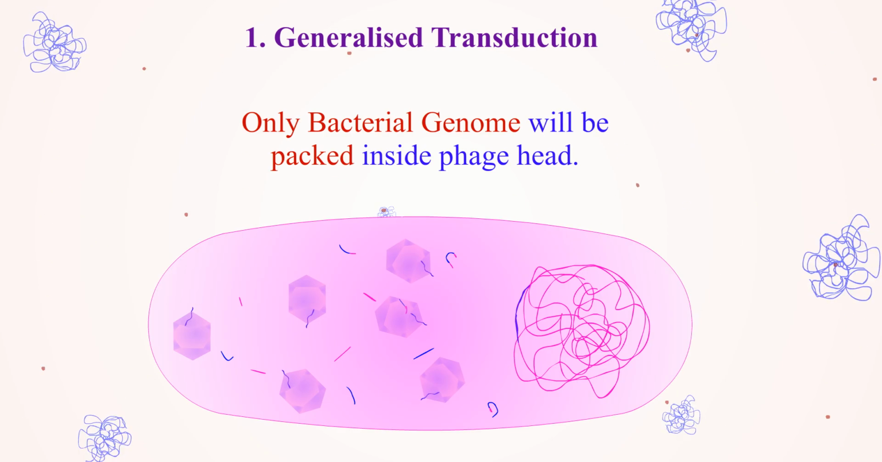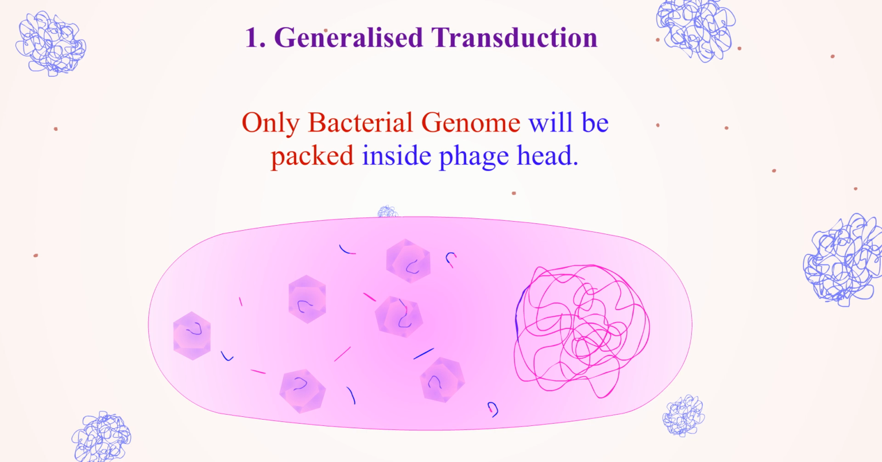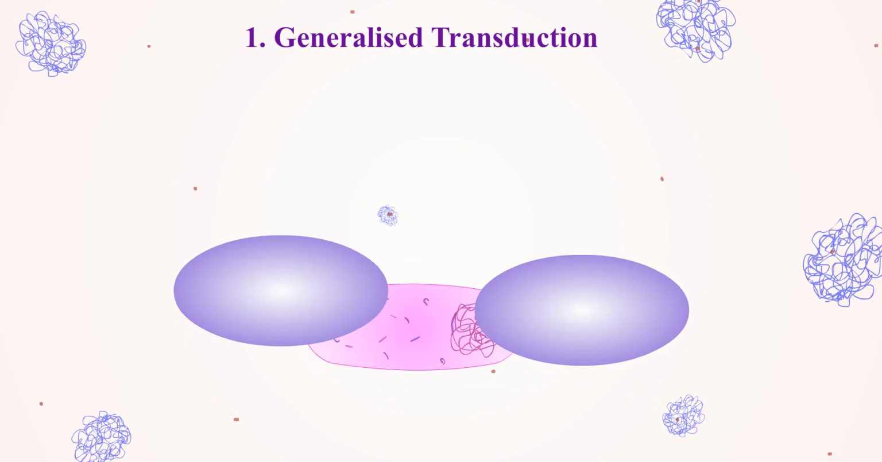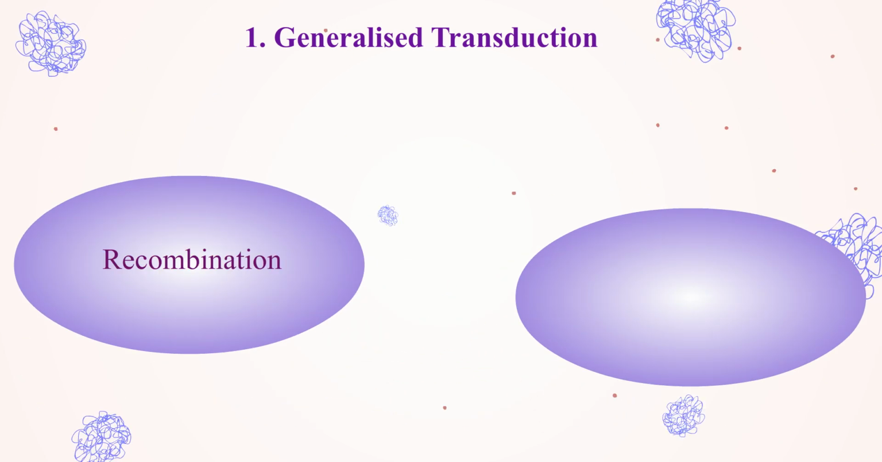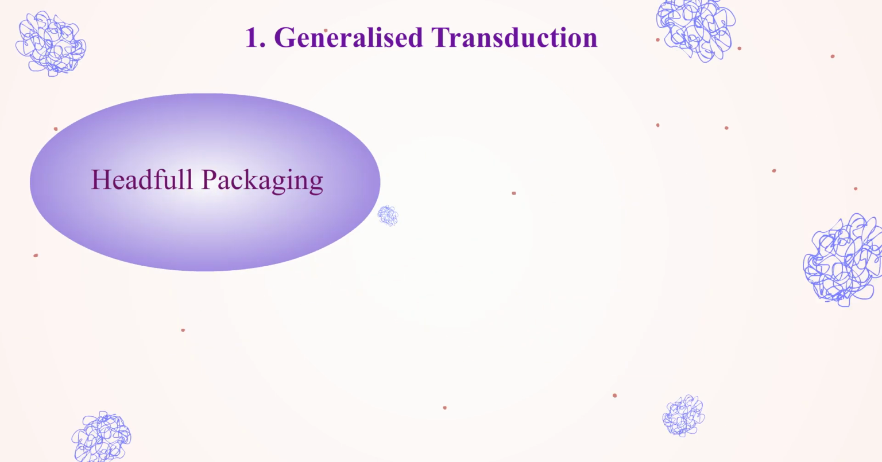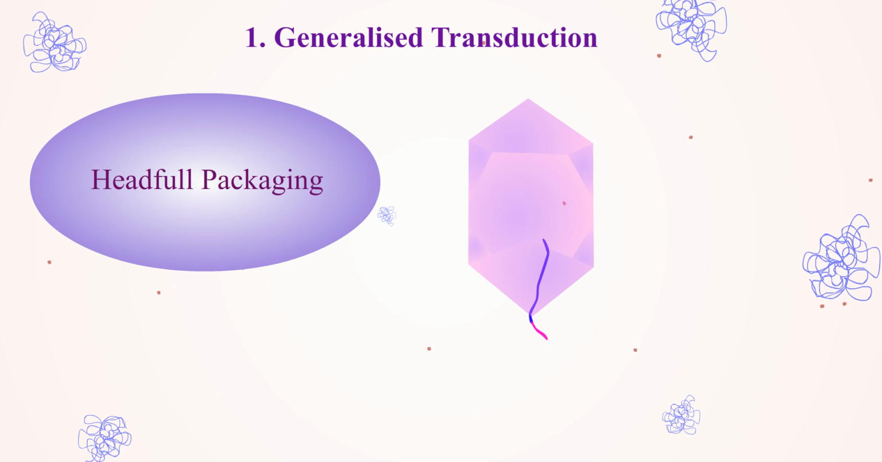1. Generalized transduction. During generalized transduction, only bacterial DNA will be carried by bacteriophages. No viral DNA can be seen in the phage capsid. It may occur in two ways: recombination, or through head-full packaging. Head-full packaging is the mechanism through which bacterial DNA will get packed into the phage head, and the concatemer DNA or phage DNA is excised out.